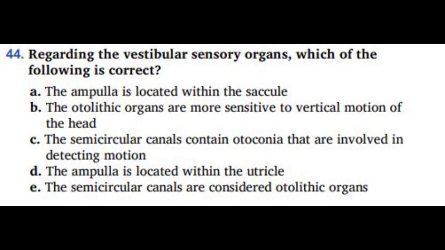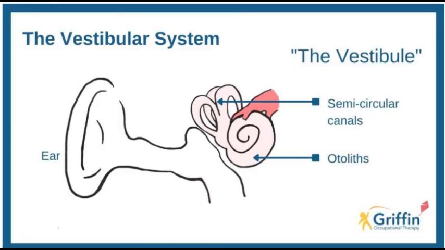Now, let us briefly talk about the vestibular sensory organs. The vestibular sensory organs consist of two things. The first is the otolithic organs, and the second is the semicircular canals. So, two different things make up the vestibular sensory organs.